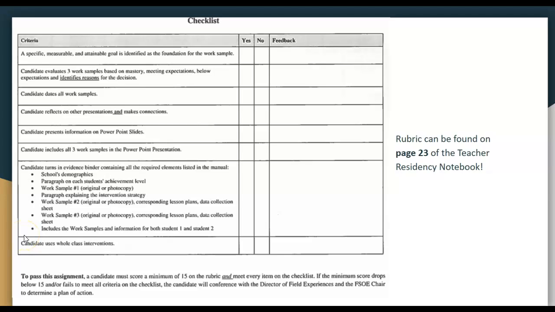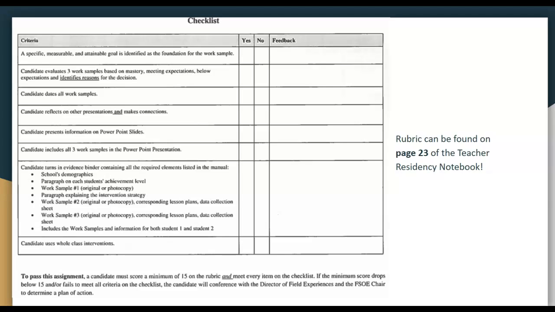And so really, the way that this work sample is structured is that you are going to have 3 different assessments, 3 different snapshots of your entire class, and then also your one specific focus student and how they performed on this assessment. And so those are the 3 work samples. Those are the 3 different tests or measures to see that your student is growing to achieve or to master whatever your goal is. And in between each of those work samples, you are going to create an intervention strategy.